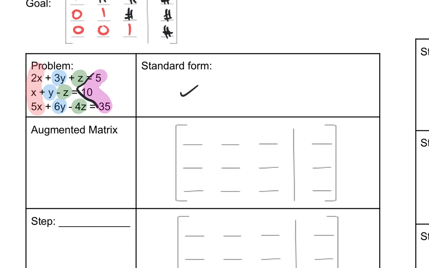That means I can drop my numbers into my matrix. So I have 2, 1, 5. I got those numbers from in front of the x's. This is for the x's. Then I do y's and z's. For my y's, I have 3, 1, and 6. For my z's, I have 1, -1, and -4. After my line, I do my constants, 5, 10, and 35.